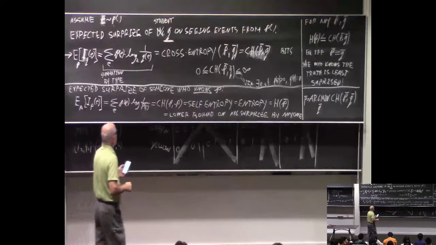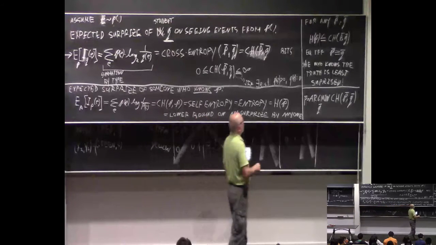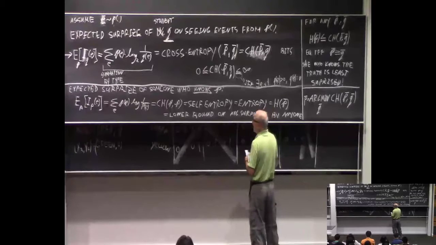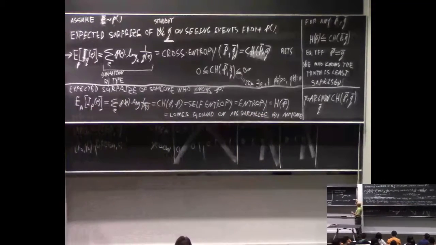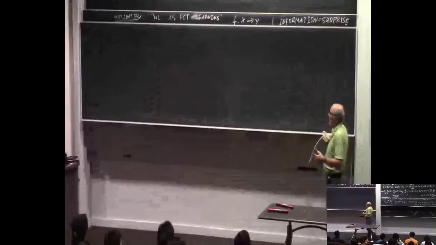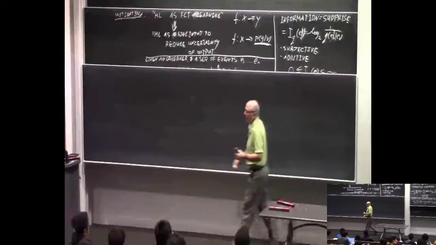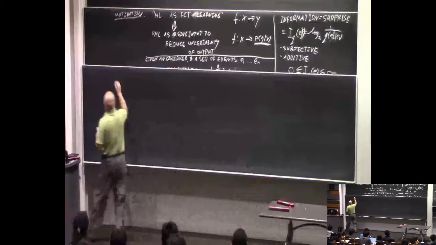Okay, what are the units of entropy? Bits, right? Entropy is a special case of cross-entropy. And what is the possible range of values for entropy?